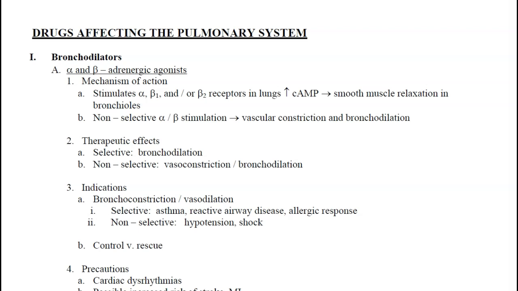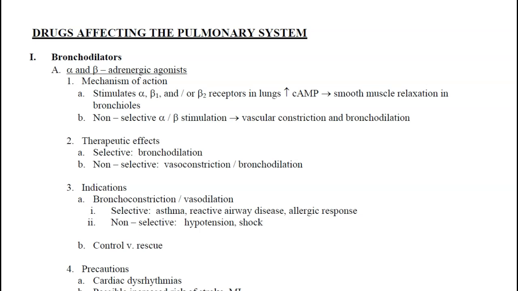So for beta 2, again, we have two lungs. It causes relaxation of the bronchial smooth muscles. Therefore, from that relaxation, it increases airflow in and out of the lungs. Now, the non-selective ones cause vasoconstriction and bronchodilation. So in addition to the bronchodilation that we want, there is a constriction on the cardiovascular side of the system. That's for alpha, beta 1, and beta 2. So those are the non-selective indications.